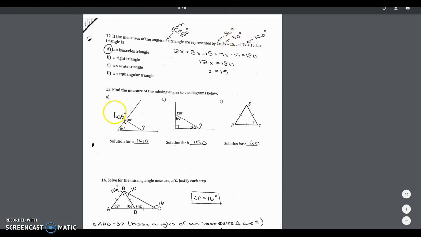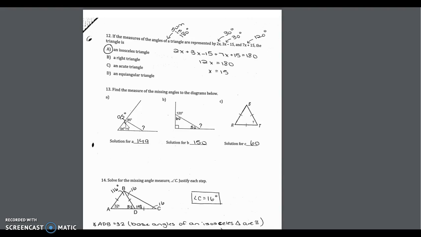These are not equivalent. For number 13, you were supposed to find the measures of the missing angles in the diagrams below. We were instructed to find the angle here. That angle is 149, and we know that because this angle is 85, which means that this angle, according to supplementary, must be 95, because 85 and 95 add together to 180. If this is 95, I add that to 54, and I get this angle using the exterior angle theorem. So I used two things here. I used the supplementary angle theorem and the exterior angle theorem.